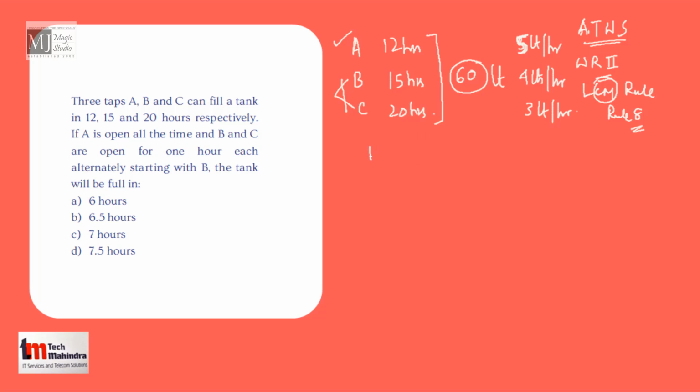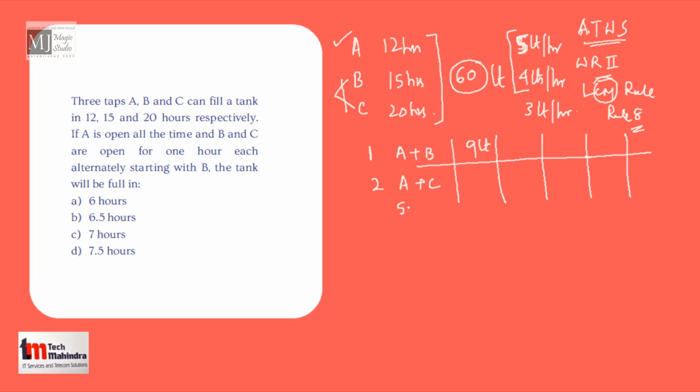Now what is happening? In the first hour, A and B are working. In the second hour, A and C are working, and then again A and B, and then A and C, then A and B, then A and C, and on and on. So A plus B is how much? A plus B is 9. That means at the end of the first hour there are 9 liters of water in the tank. Next is A and C working, that is 5 plus 3. That means 8 more liters in the second hour.